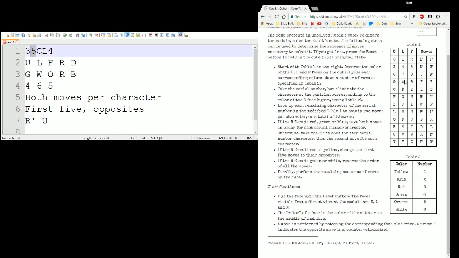Likewise, the next character is a 5. 5 is here. This is in the F column. F column is supposed to be cycled down 5 rows, so 1, 2, 3, 4, 5. So my moves are U prime F, U prime F. Next up, C is here. That's in my U column, so we're going to cycle 4 rows, 1, 2, 3, 4. B, R, B, R.